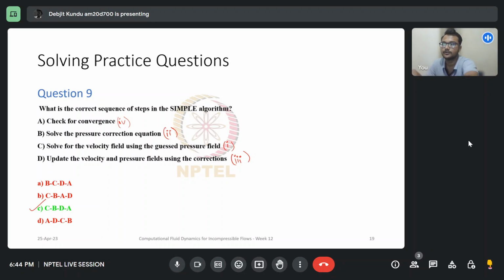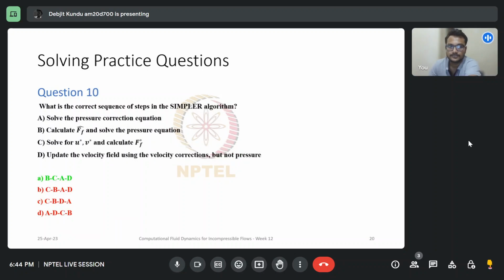Now we will move on to the last question of today's session, that is question number 10, which is a similar question but for the SIMPLER algorithm. So this is asking us, what is the correct sequence of steps in the SIMPLER algorithm?